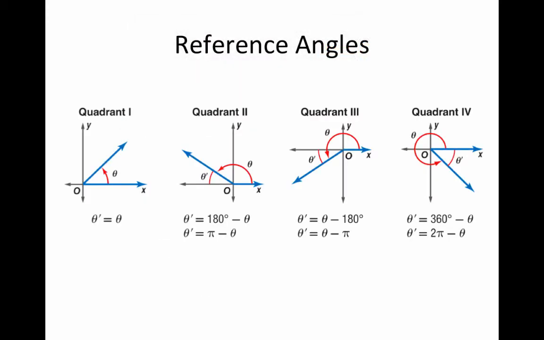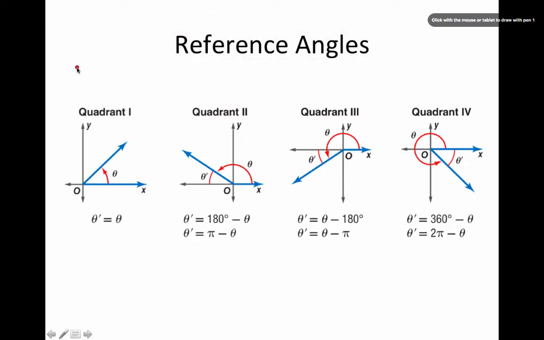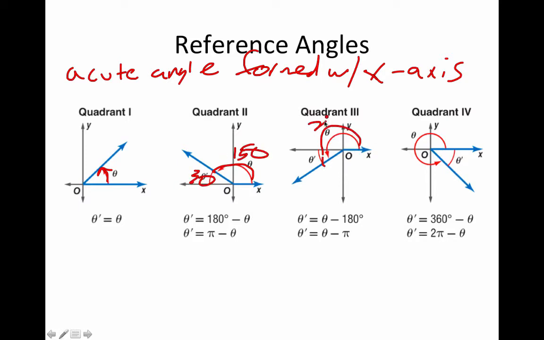Reference angles are always formed with the x-axis. So reference angle is the acute angle formed with the x-axis. Obviously in quadrant 1 it's the angle given. In quadrant 2, if this is 150, this is 30. In quadrant 3, if this is 240, this little angle is going to be 60. Quadrant 4, if this is 315, the reference angle is 45.